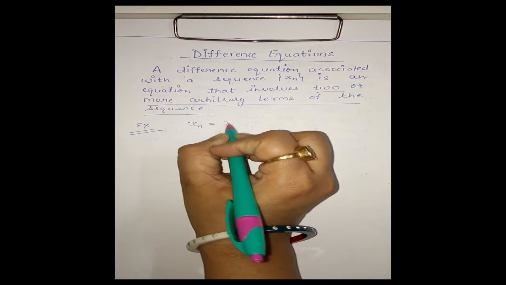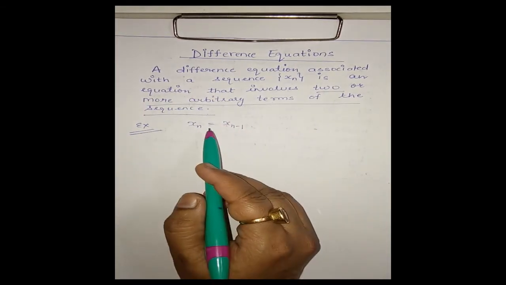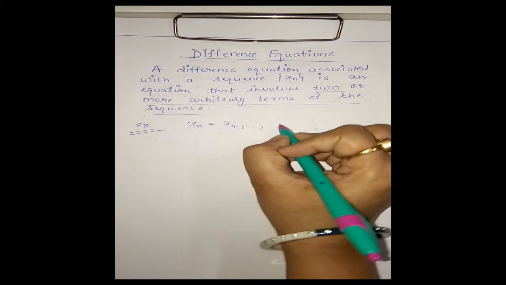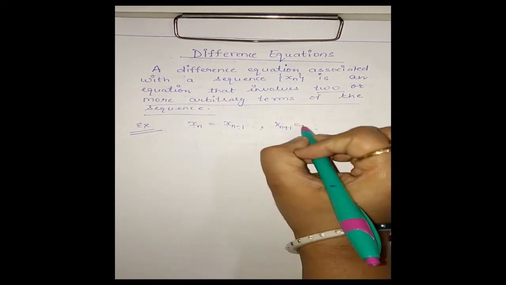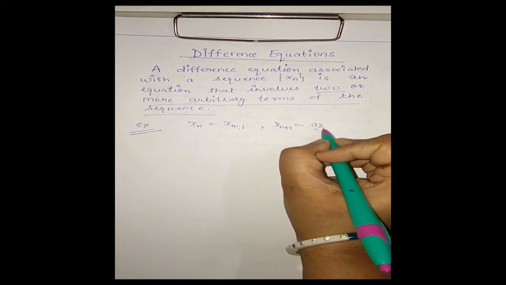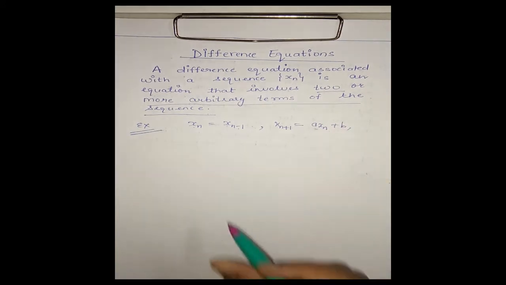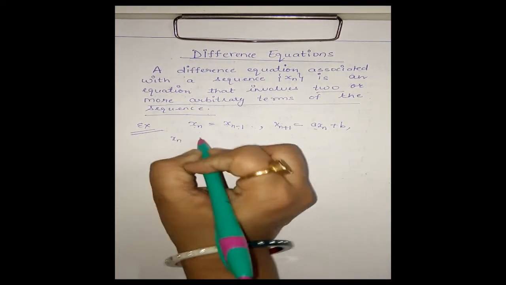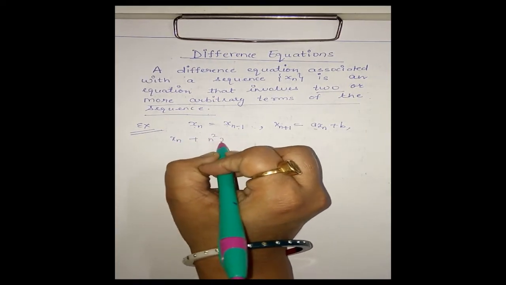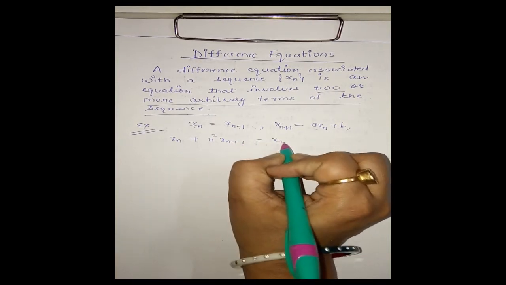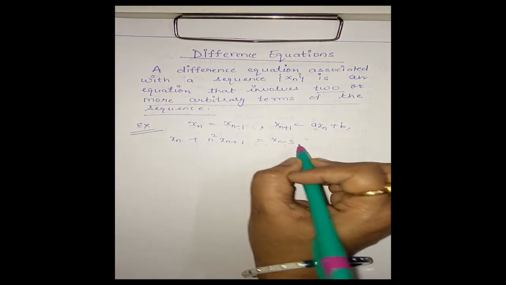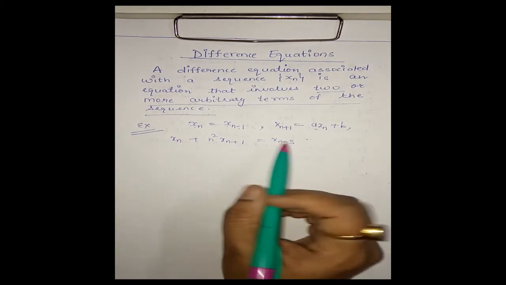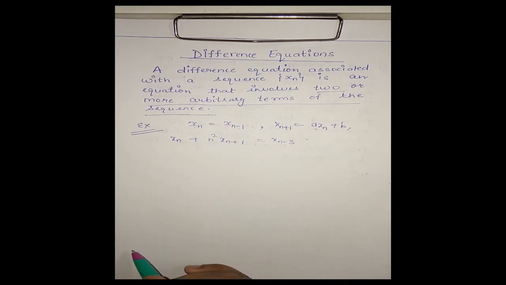This equation xn is equal to xn minus 1 is a difference equation since it involves two arbitrary terms. Same way, an equation of this form xn plus 1 is equal to axn plus b is again a difference equation. Here also we have two arbitrary terms. Same way, the equation xn plus n square xn plus 1 is equal to xn minus 1 xn minus 3 is again a difference equation. Here we have three arbitrary terms. Okay, these are some examples of difference equations.